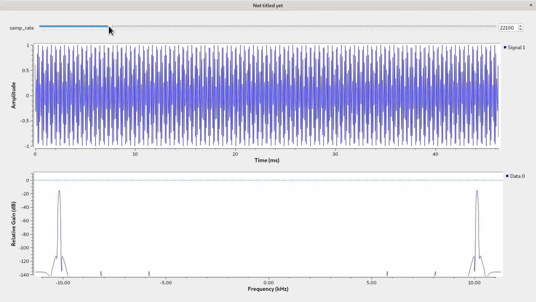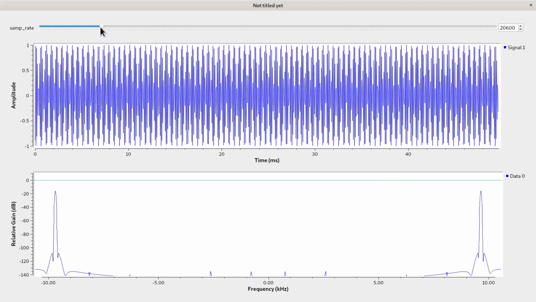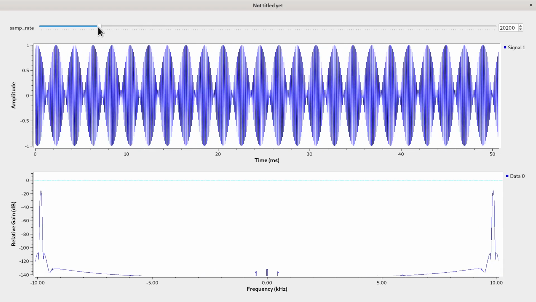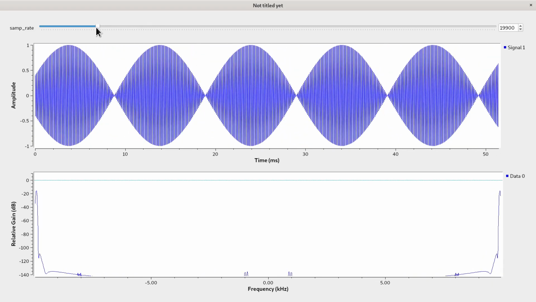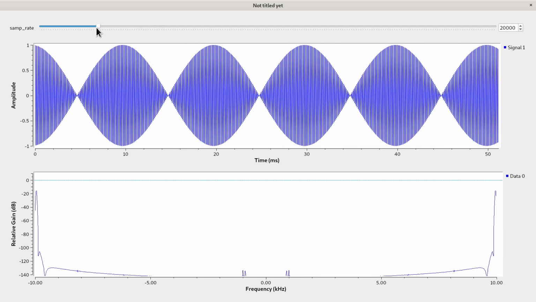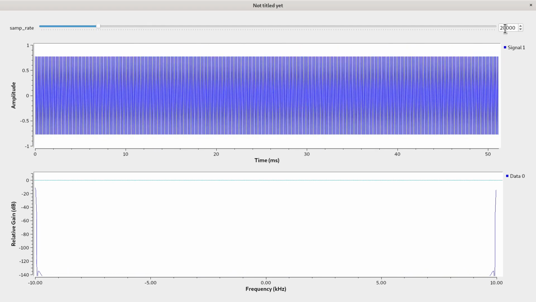There'll be a rate which is double the signal rate. So if I get that down to 20-ish, thereabouts, okay, there's exactly. So I'm now sampling that at 20 kilohertz when the signal's 10 kilohertz, and you can see it's just on there.